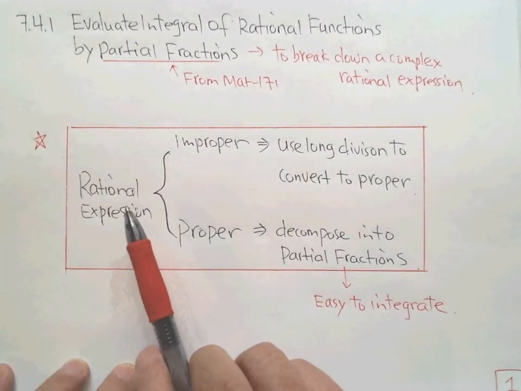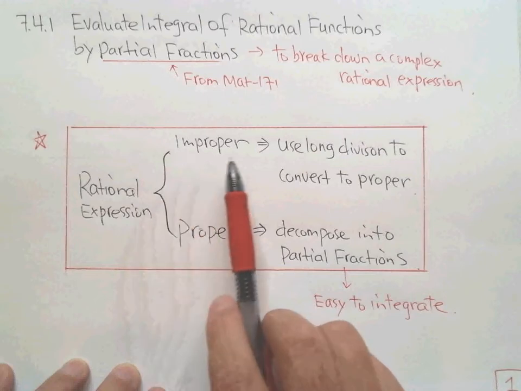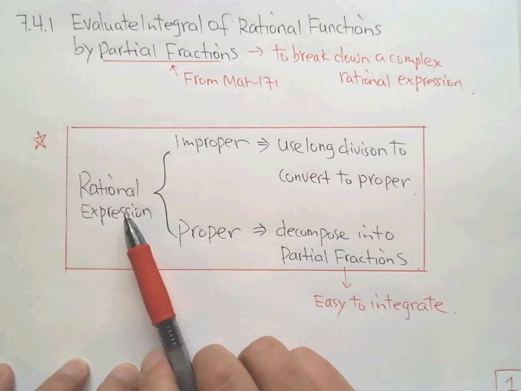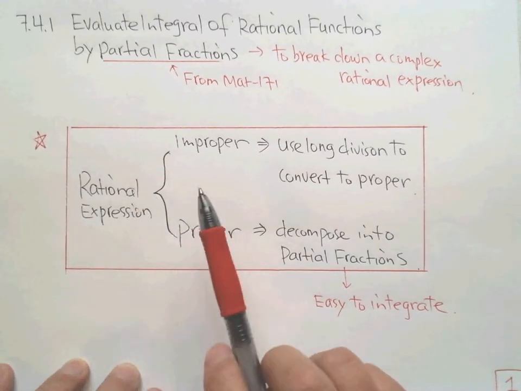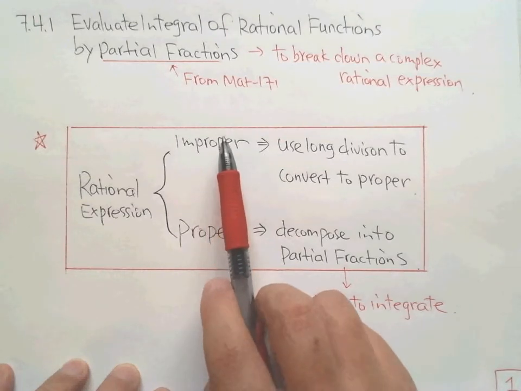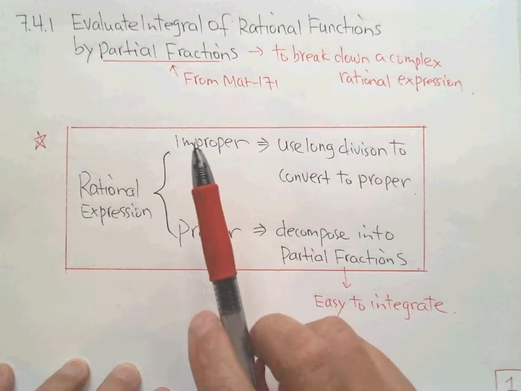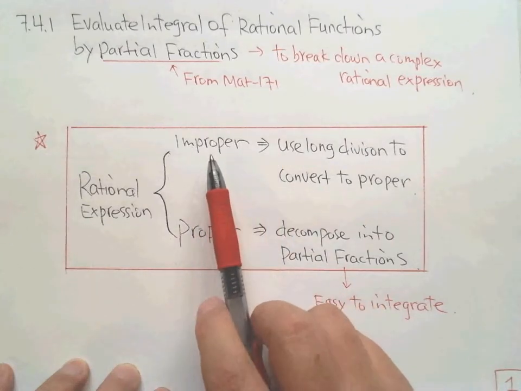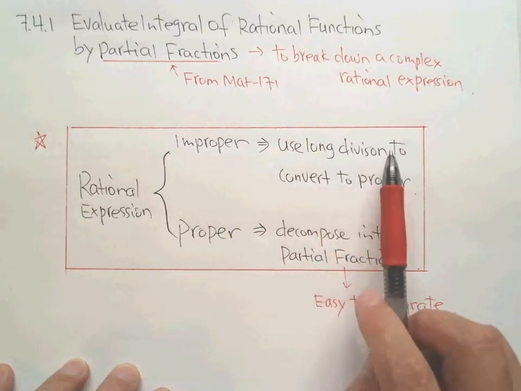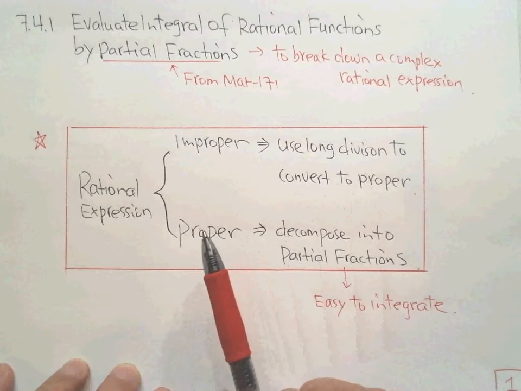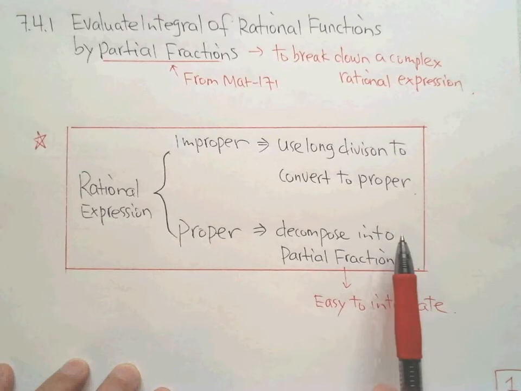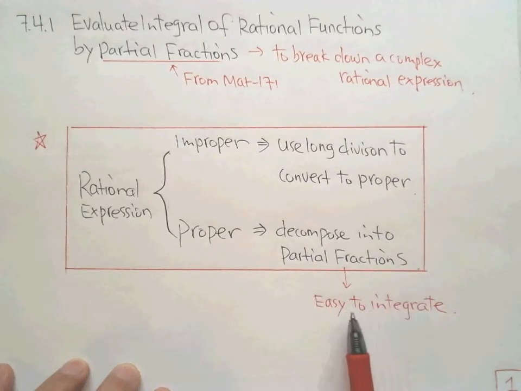For rational expressions, we do a little summary. What is a rational expression first? Polynomial over polynomial. So that's rational. The first type, if it's improper, which means the degree of the top is more than or equal to the degree of the bottom. For improper, usually we need to do long division to convert it to a proper one. If we have a proper one, then it decomposes into partial fractions, and each fraction will be very easy to integrate.